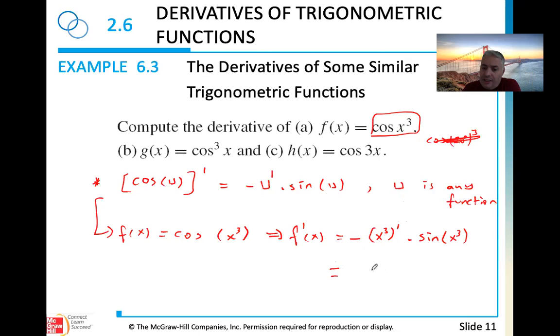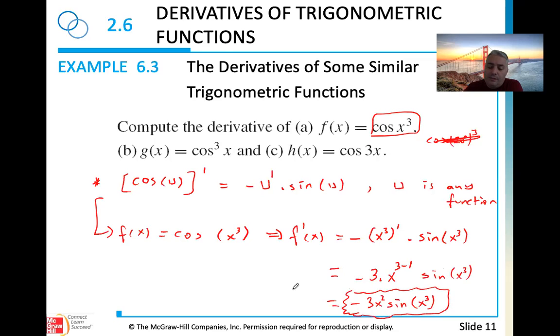Now, Aya, what is the derivative of x cubed? This is 3 times x to the power of 3 minus 1. And there is a minus here, sine of x cubed. So the final result is negative 3x squared sine of x cubed. Finished. That's all. We solved this.